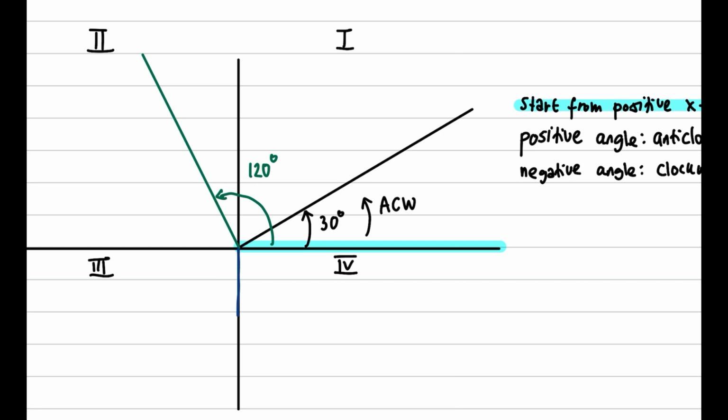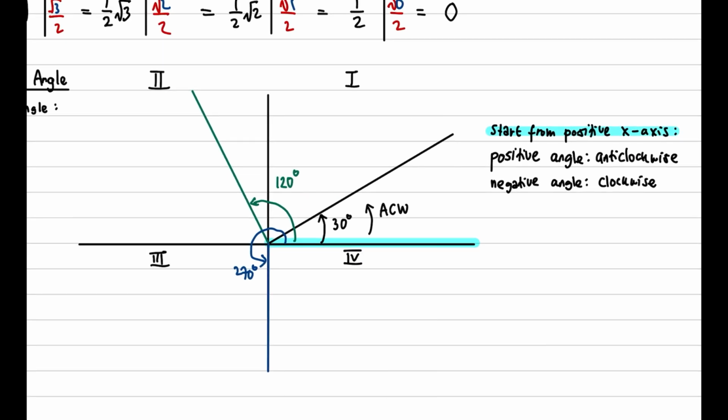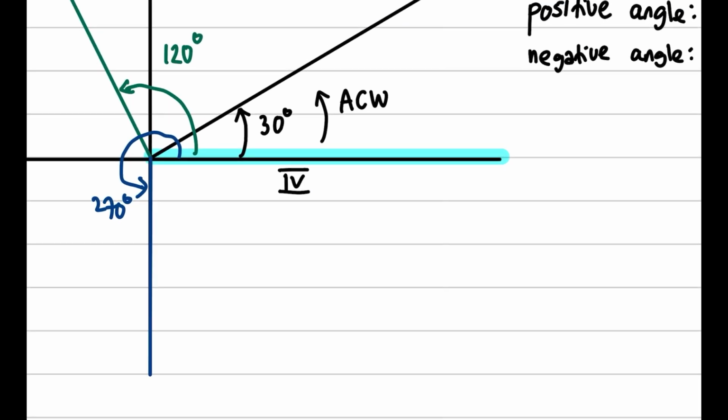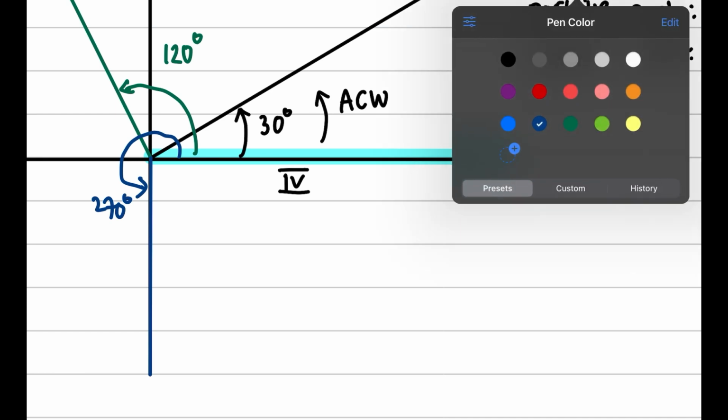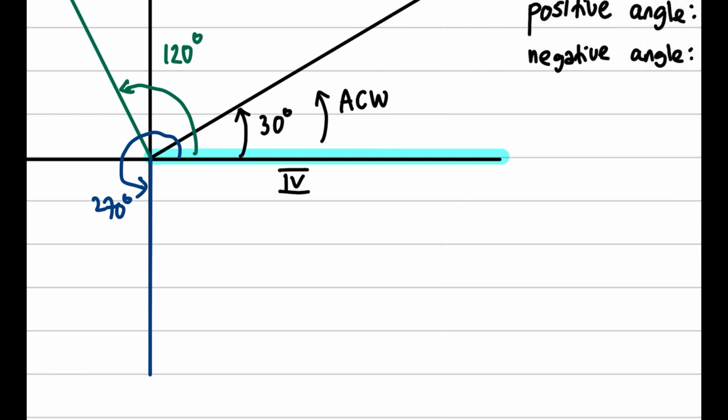It's positive, so you go anti-clockwise. It will be this one. From here to here, it's 270 degrees. Now, what if you want to draw a negative angle instead? If you want to draw, for example, negative 60 degrees, instead of going anti-clockwise from the positive x-axis, you go down, you go clockwise. So you draw approximately 60, and this will be negative 60 degrees, because negative goes clockwise.